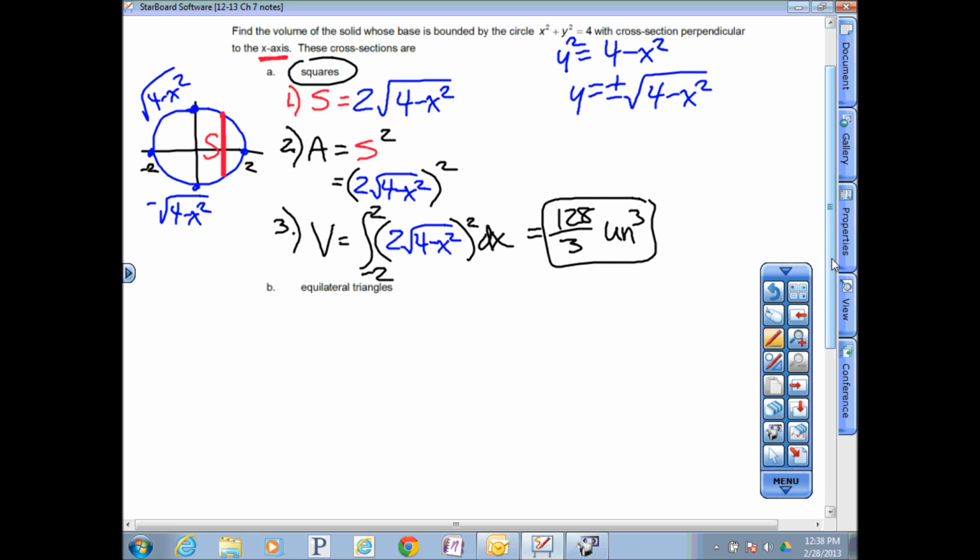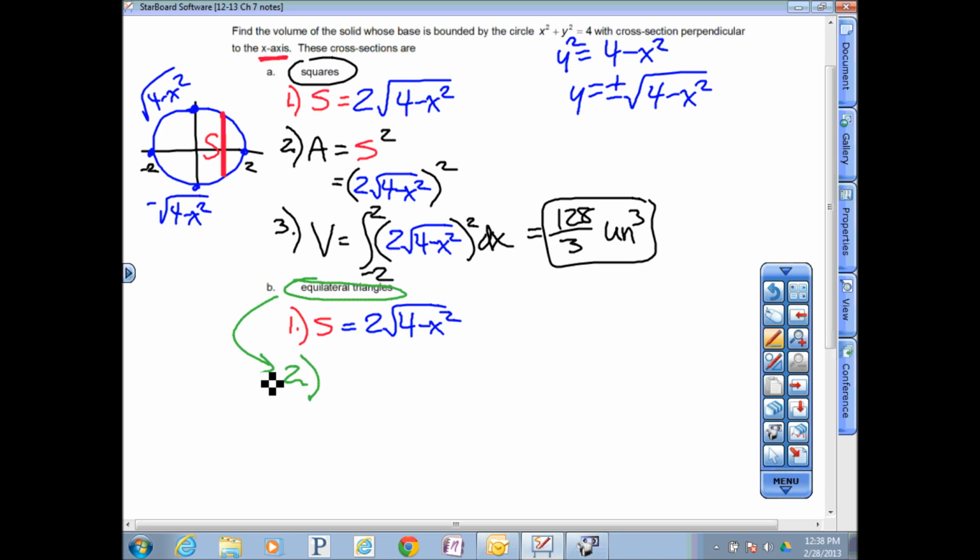All right, and then part B. Well, let's look at what's different. So part B, same picture, same setup. 1 is exactly the same. My S is still 2 square root 4 minus x squared. Nothing's changed right there. Part 2 is where it's different. Part 2, now we've got equilateral triangles.